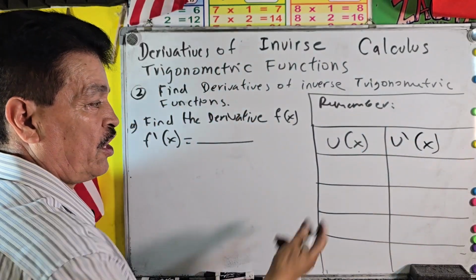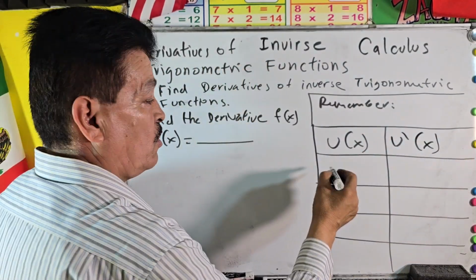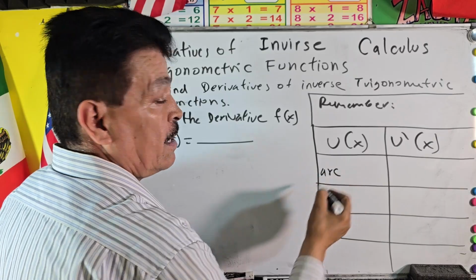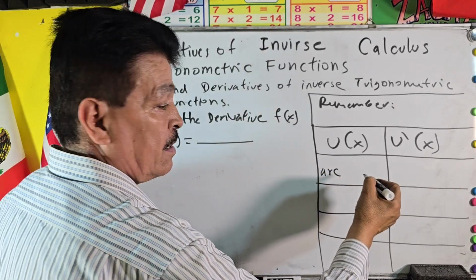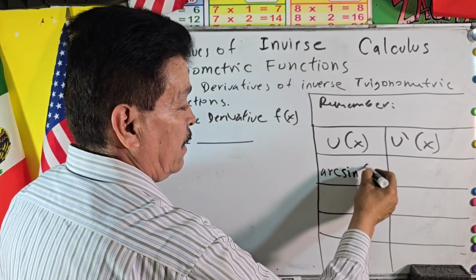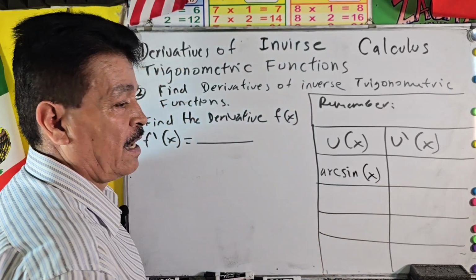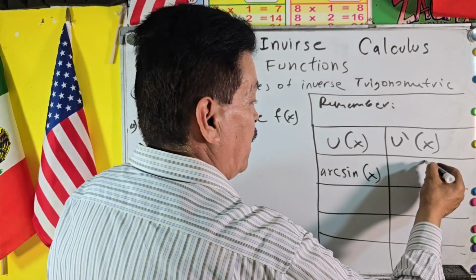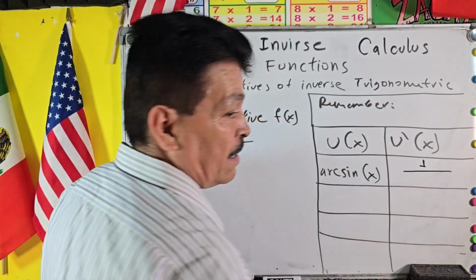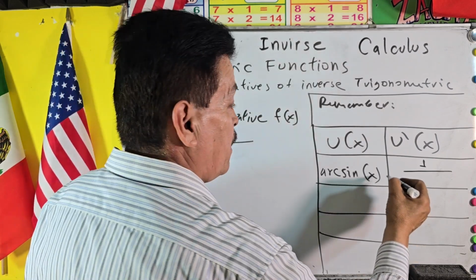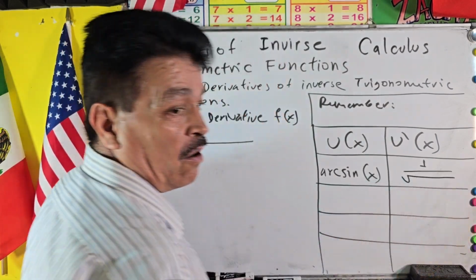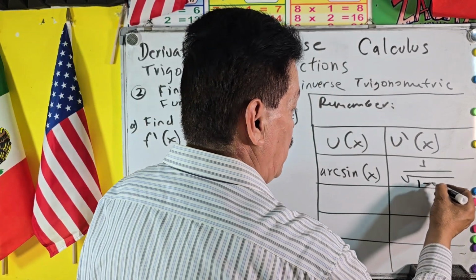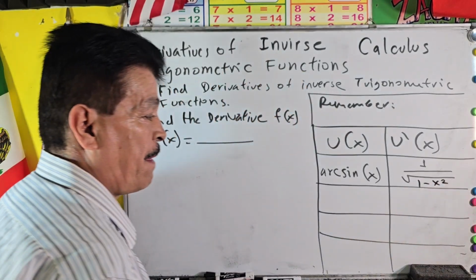Okay, so here this is a table. We have arcsin of x, and its derivative is equal to 1 divided by the square root of 1 minus x to the second power. This is a mandatory rule, a formula.